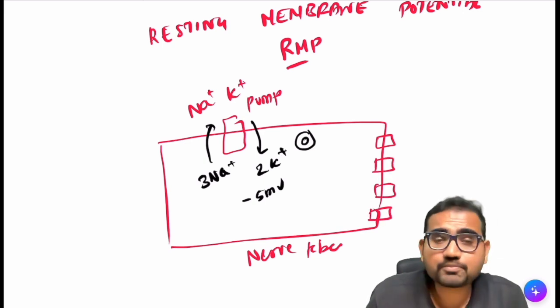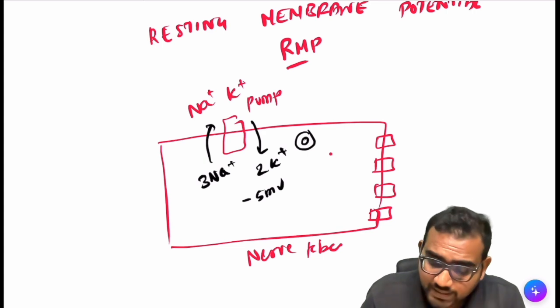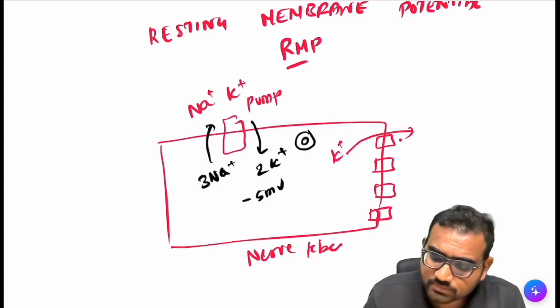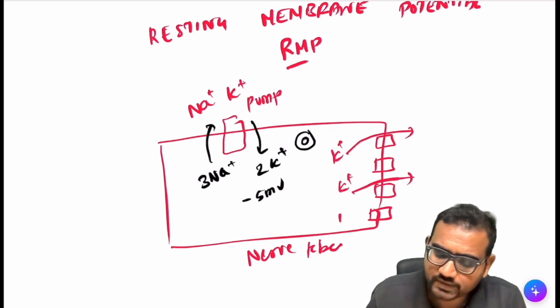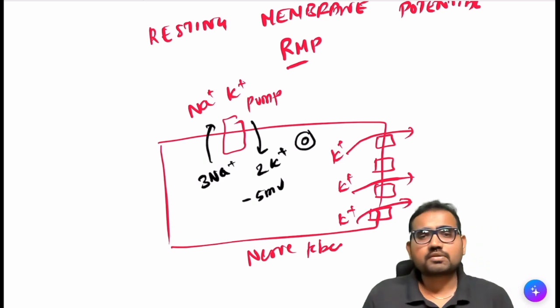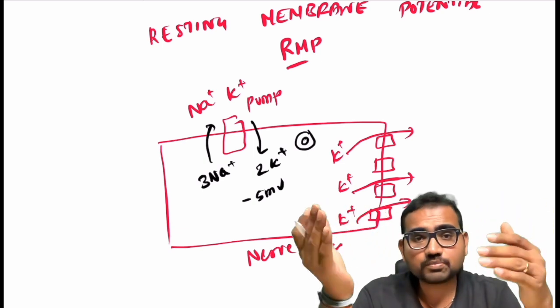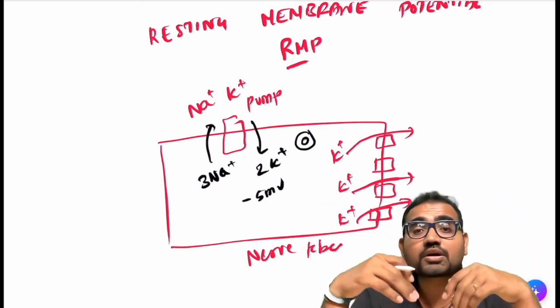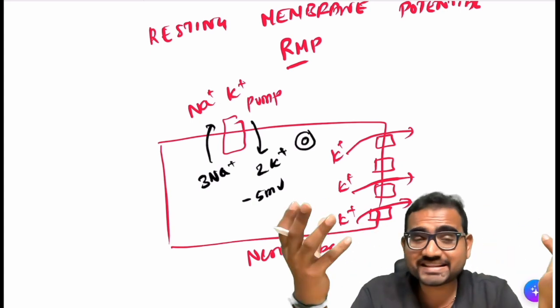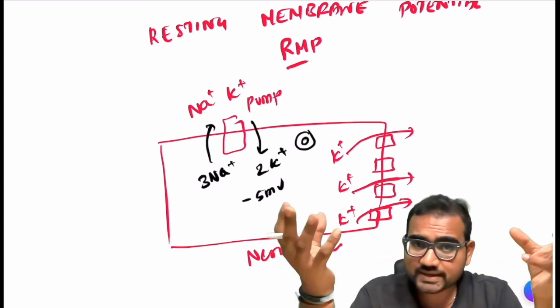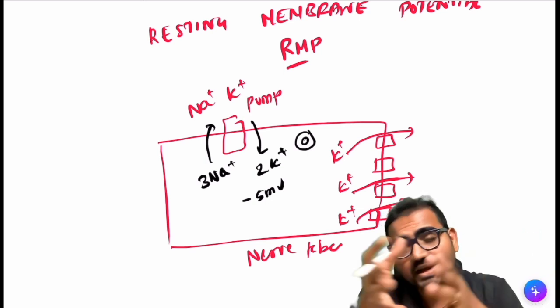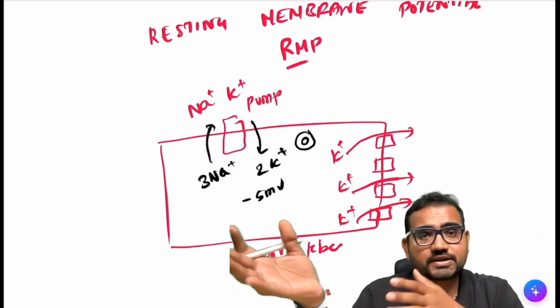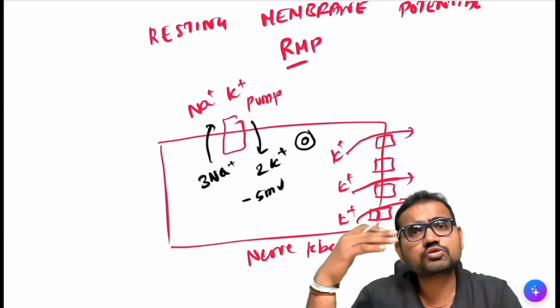Now there are some other channels called the leaky potassium channels. These take potassium outside the cell. Always remember, when the sodium potassium pump causes more influx of potassium, the concentration gradient of potassium inside the cell increases. Because of this, via the leaky potassium channels, potassium moves out of the cell, from higher concentration to lower concentration.